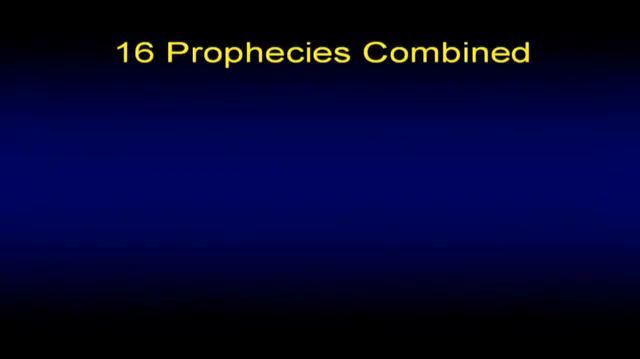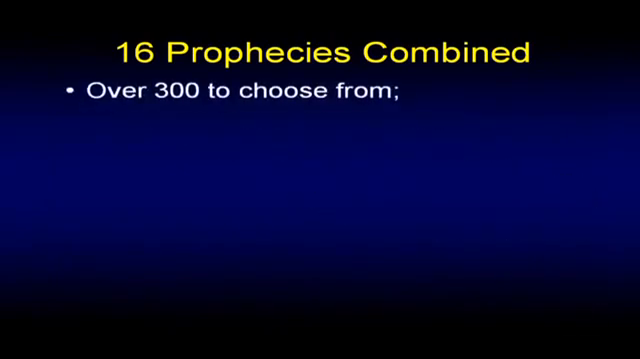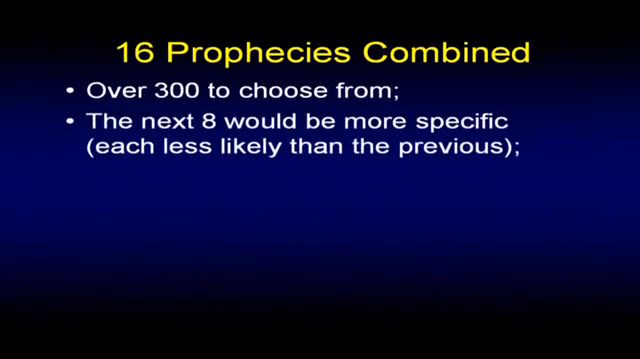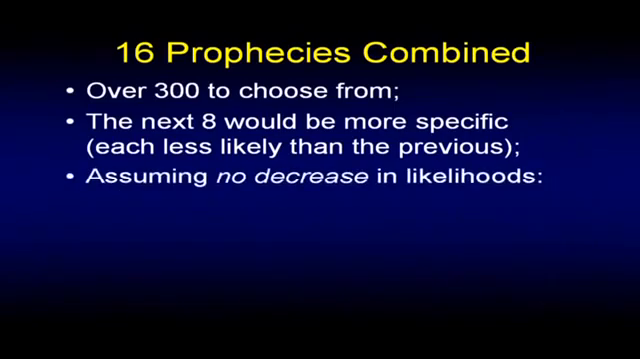Well, now I want to do this again. We took 8 prophecies before. I'm not going to take you through another 8. In fact, if I picked any other 8, they're going to be more specific, that is more rare, than the ones we picked. I'm going to ignore that. I'm going to assume that the next 8 have a distribution no different than the first ones. They're actually going to be much more specific, but let's not complicate it. So I've got over 300 to choose from. The next 8 would probably be more specific, that is less likely than the previous ones, but I'm going to ignore that. I'm going to assume no decrease in likelihoods.